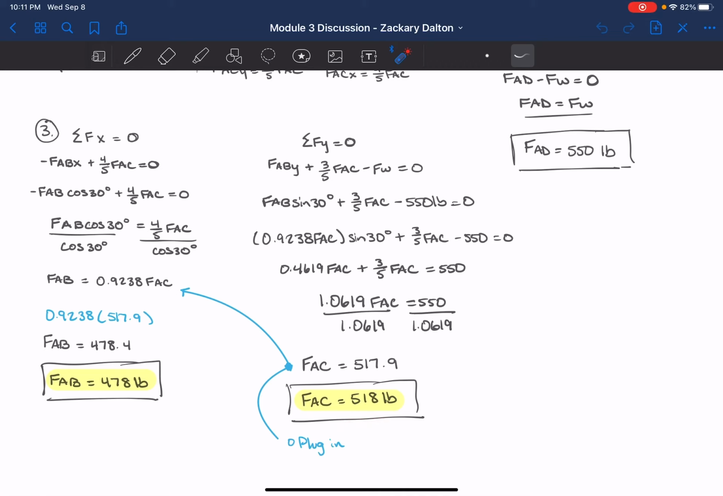That's not the last part, but this helps with the last part, because you can basically just plug in what you just found into the FAB formula. But you can't use 518 pounds, because you may end up getting a rounding error. So you have to use what it was originally, which is 517.9. So all you will do is multiply 0.9238 by 517.9, and your FAB should end up being 478.4, and rounding it to 3 sig figs, it should end up being 478 pounds.